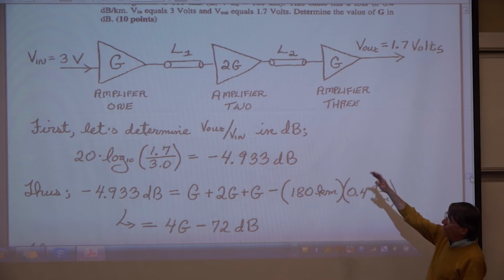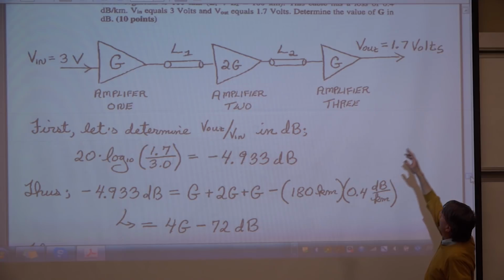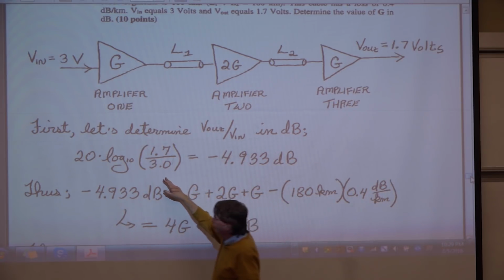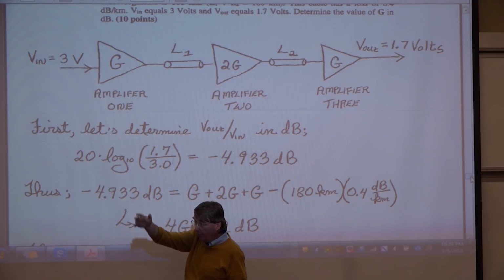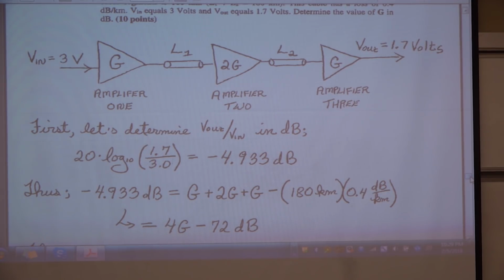V out over V in. Let's get that in dB. So that's 1.7 divided by 3, log to the base 10, times 20. So I get a negative answer because V out is less than V in. And I get minus 4.9 dB. That means the total gain, which is really a loss, between V in and V out, is minus 4.933 dB.